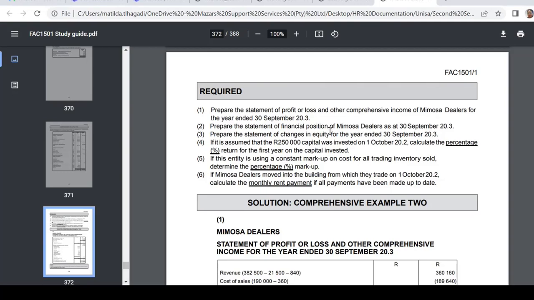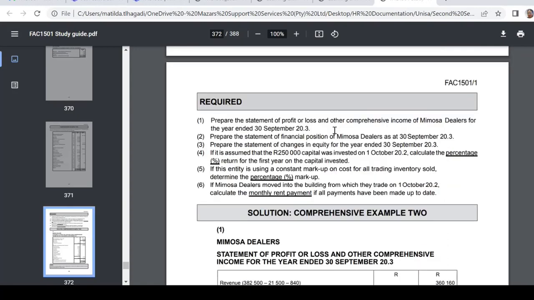If this entity is using a constant markup on the cost for all trading inventory sold, determine the percentage of the markup. If Mimosa Dealers moved into the building from which they trade, calculate the monthly rental payment if all payment has been made up to date.